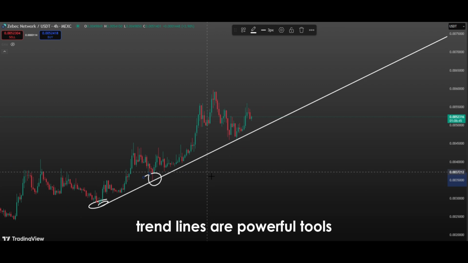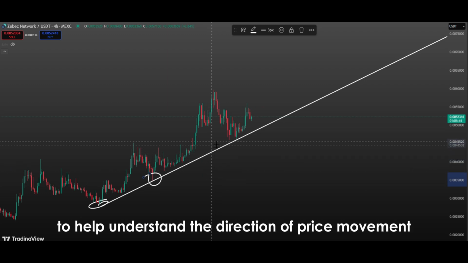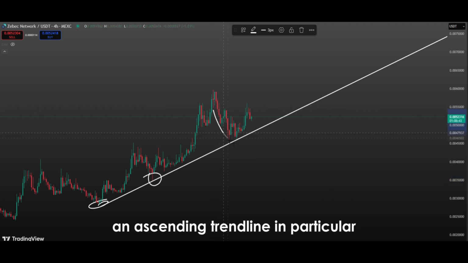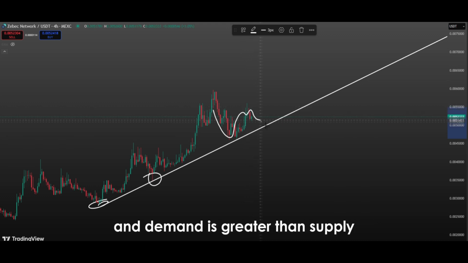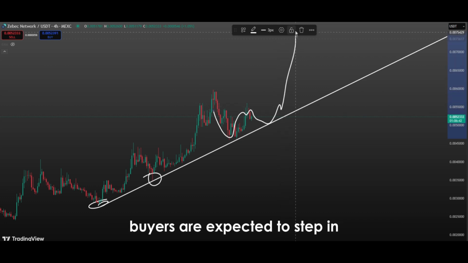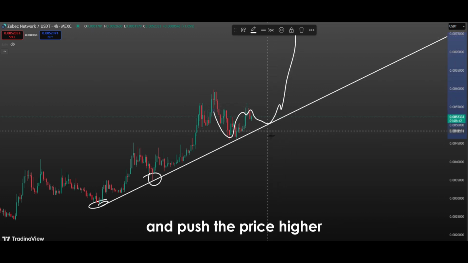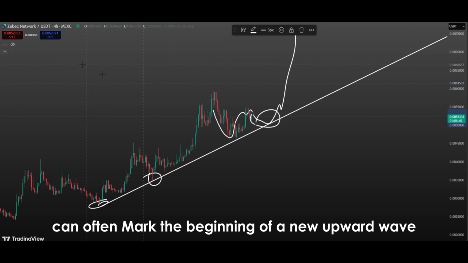Trend lines are powerful tools frequently used by investors in technical analysis to help understand the direction of price movement. An ascending trend line in particular signals that buyers dominate the market and demand is greater than supply. Each time the price approaches such trend lines, buyers are expected to step in and push the price higher.